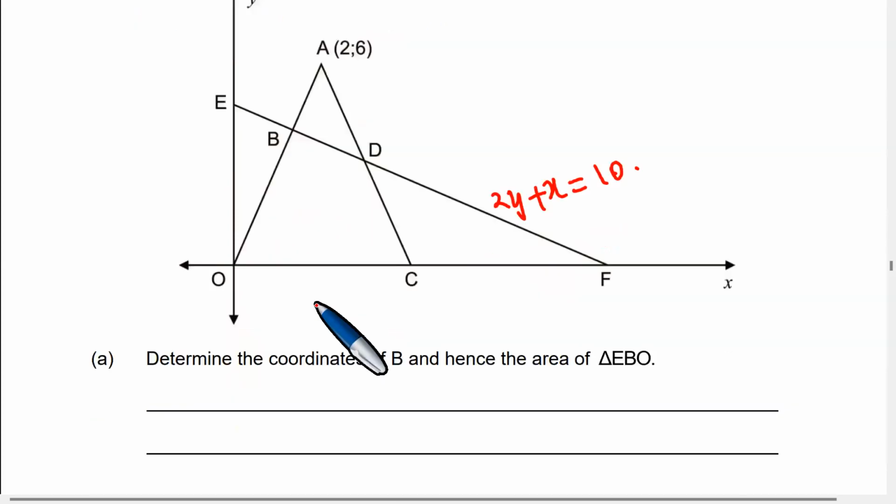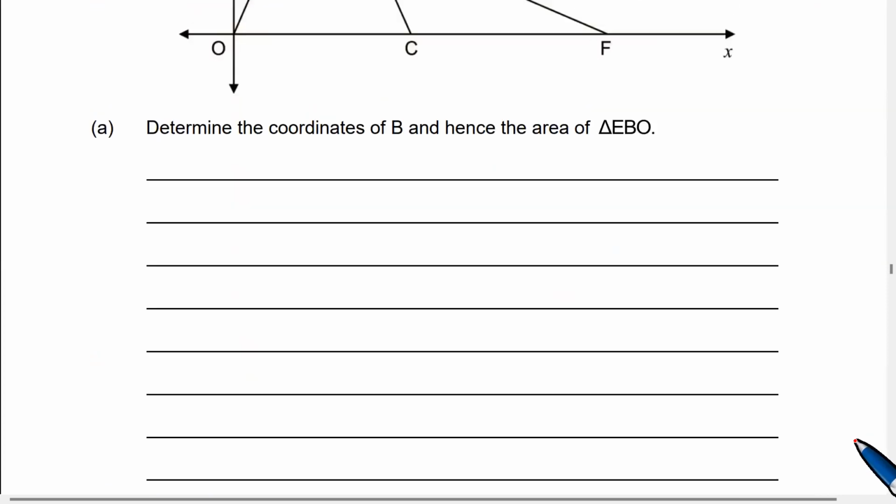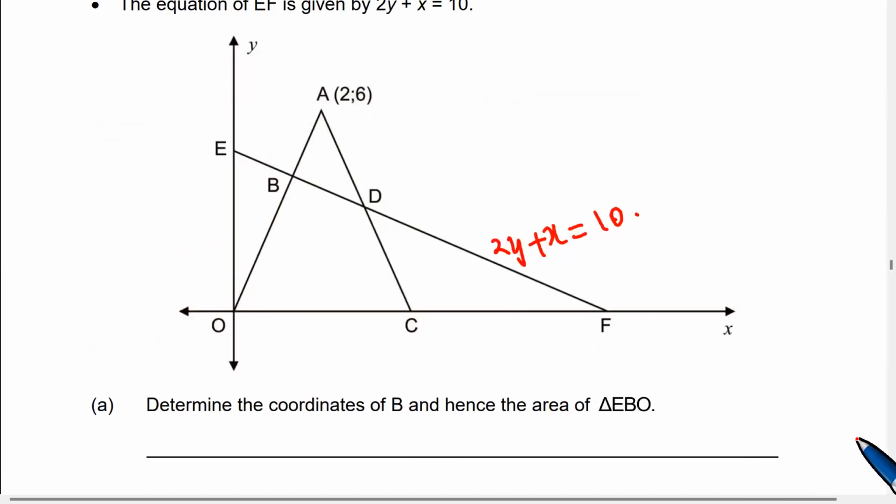How many marks? 8 marks. Wow. Okay, but it's very easy. The coordinates of B, what do you think? How can we find the coordinates of B?